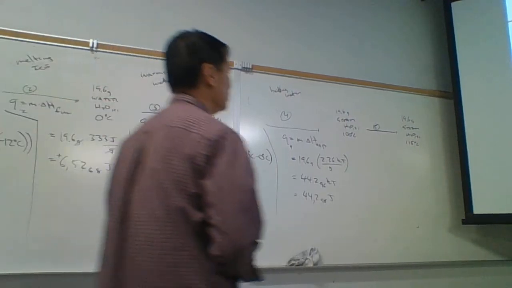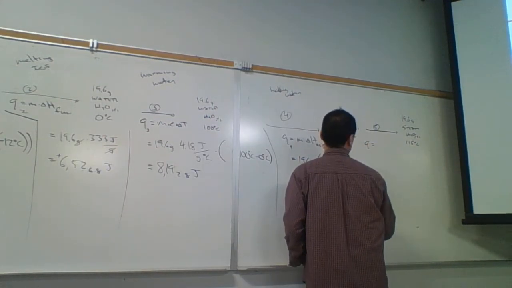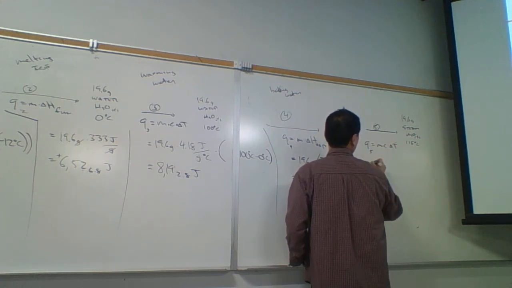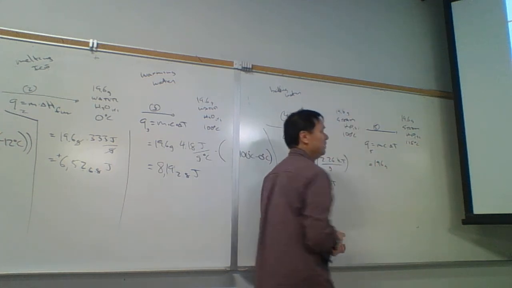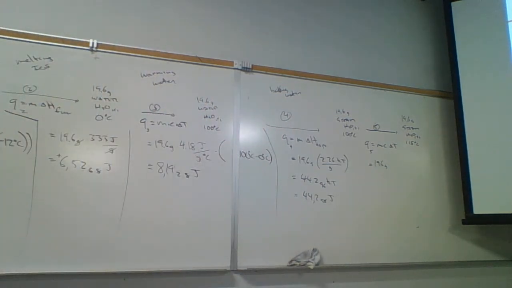We could have made it even hotter or cooler. Depends. And so what's the equation for this that we use? Q is equal to MC delta T. Step 5. So the mass is the same, 19.6 grams. C, we need the specific heat of steam. So let's look that up.